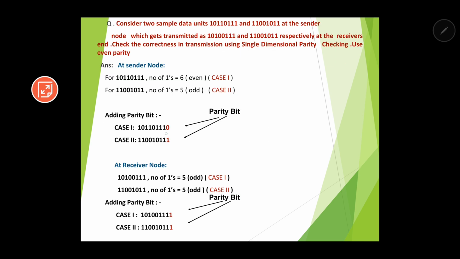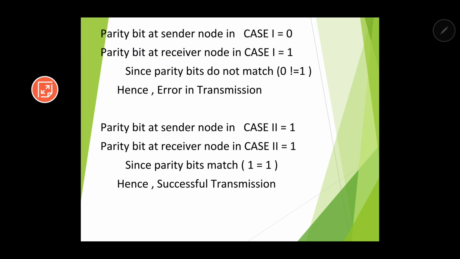So parity bit at sender node in case 1. What is the parity bit at sender node in case 1? It is 0. What is the parity bit in the receiver's node in case 1? It is 1. So parity bit at sender node in case 1 is 0, and parity bit at receiver's node in case 1 is 1. So here, are the parity bits matching? No, they are not matching. So since the parity bits do not match, we say that there is some error in transmission.